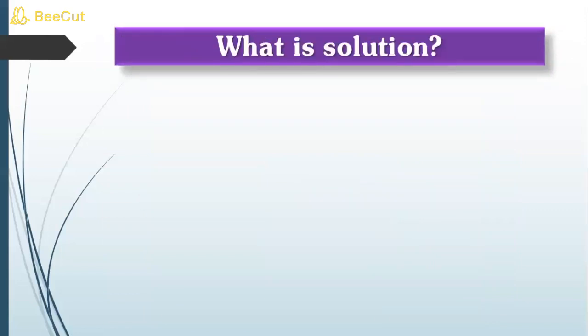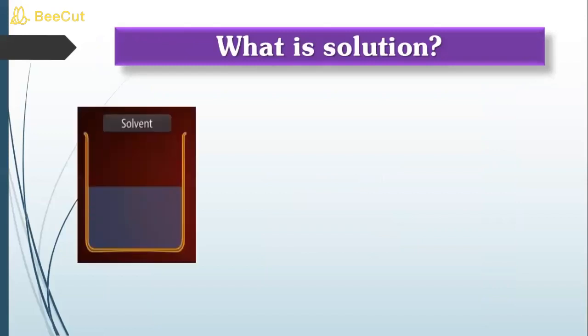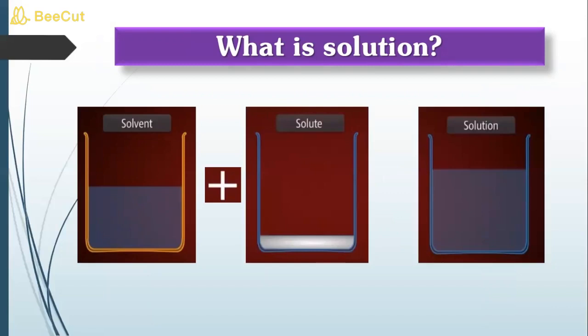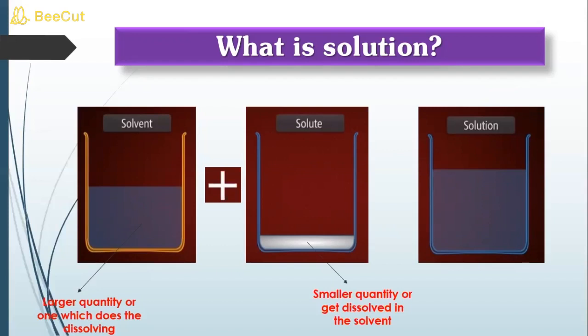Students, what is a solution? A solution is a homogeneous mixture of solvent and solute. Now there may be a question, what is a solvent? A solvent is any substance which is present in larger quantity, or the one which does the dissolving. But at the same time, what is a solute? A solute is one which is present in smaller quantity, or the substance which gets dissolved in the solvent.